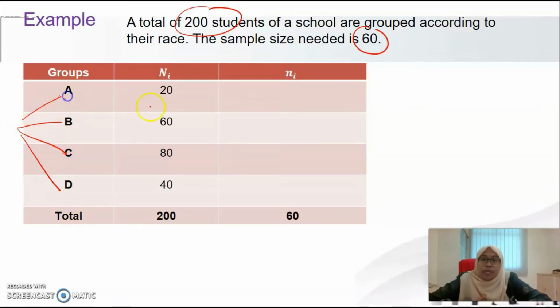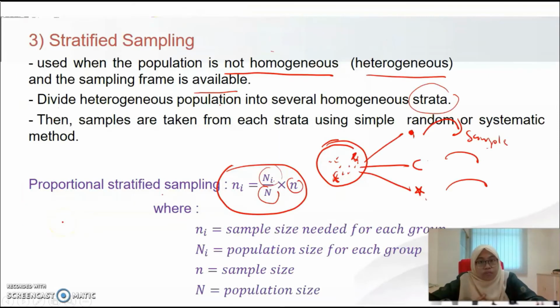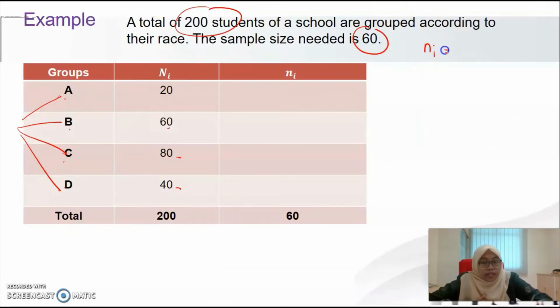So for group A, we have 20 students. Group B, 60 students. C, 80 students. D, 40 students. Because our sample size is only 60, we must determine how many samples we want to take from A, from B, from C, from D. So just use this formula here: ni equals capital Ni over capital N multiplied by small letter n. So for group A, 20 over 200.